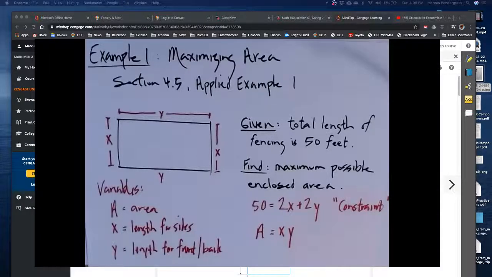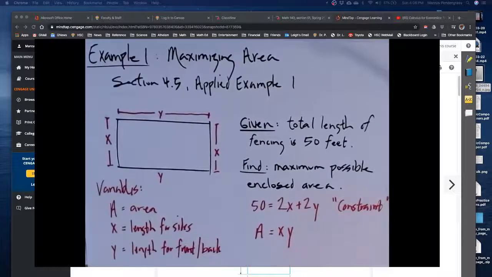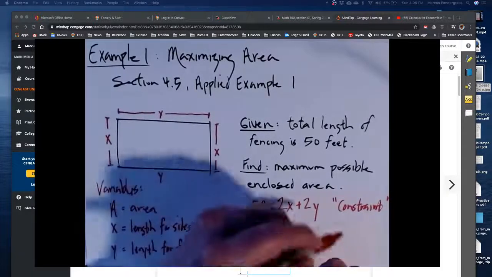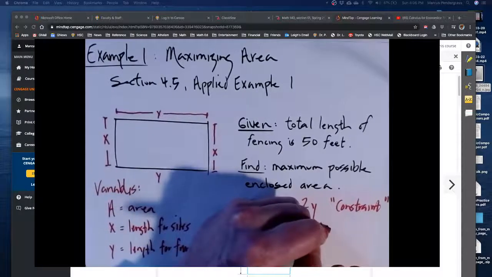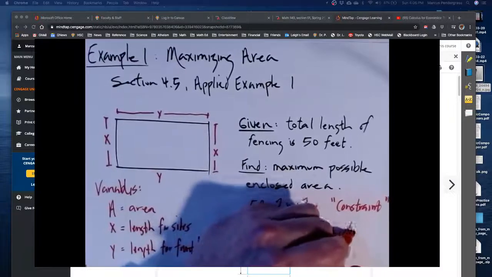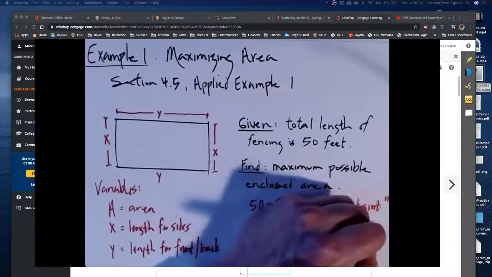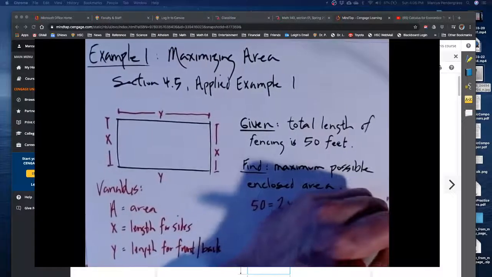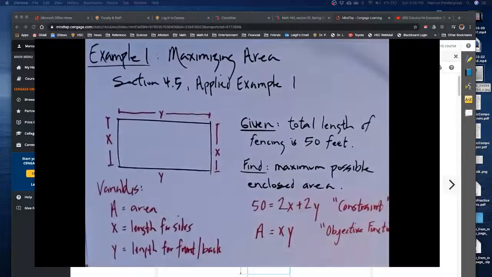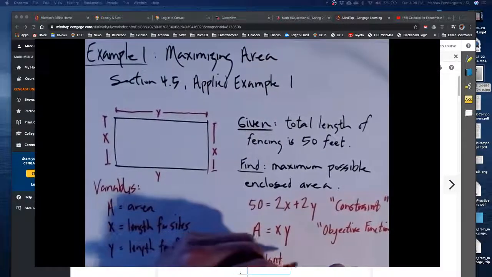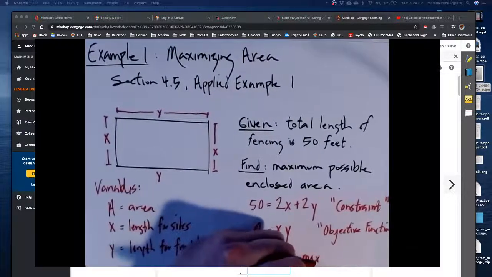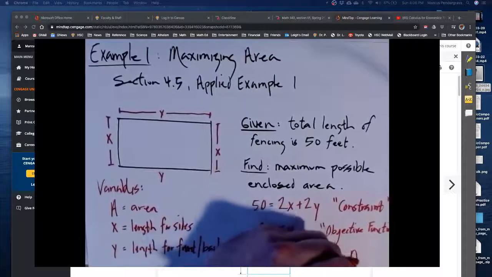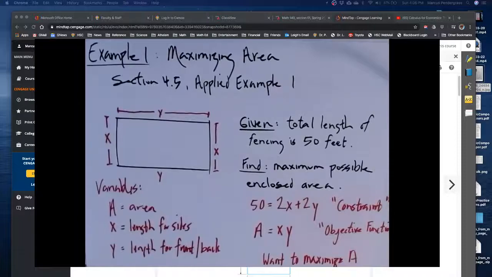Now, what we want to do is maximize the area. That's our objective. So a lot of times this piece is called the objective function of the problem, because it's our objective to maximize A. So with that, we've translated the problem into mathematical terms. And now the question is, what do we do in order to solve the problem?